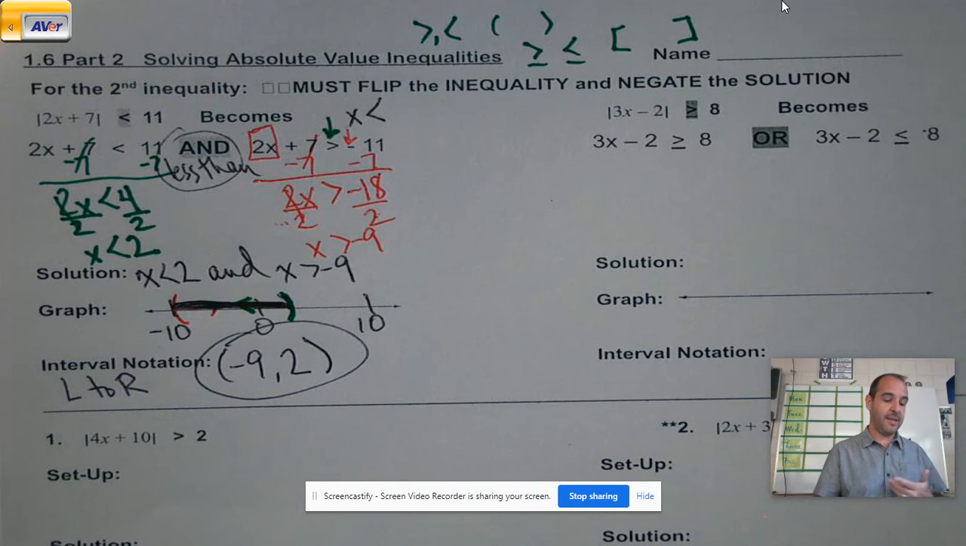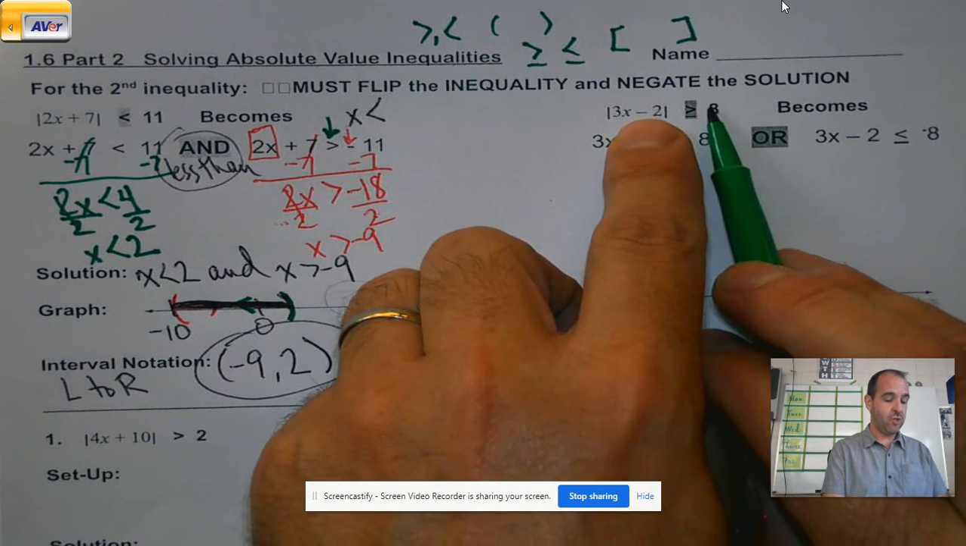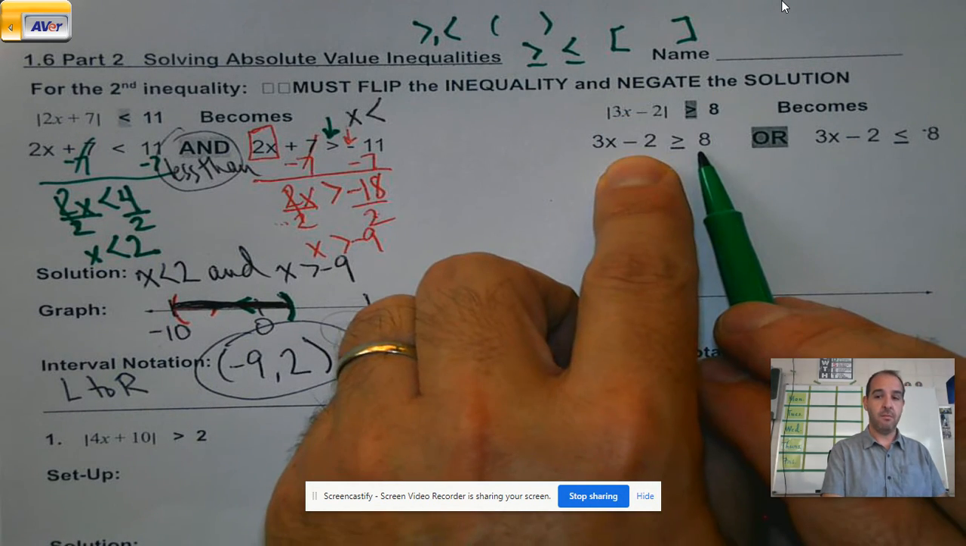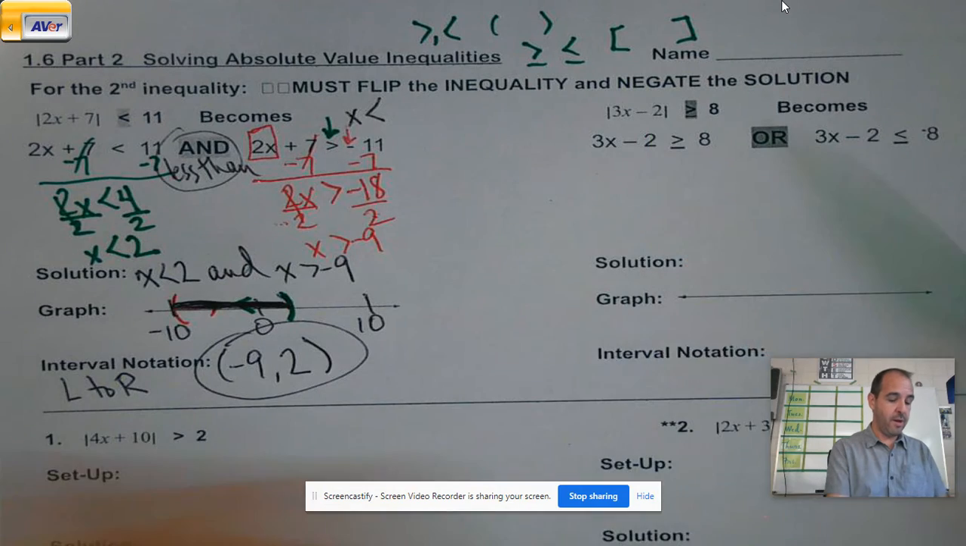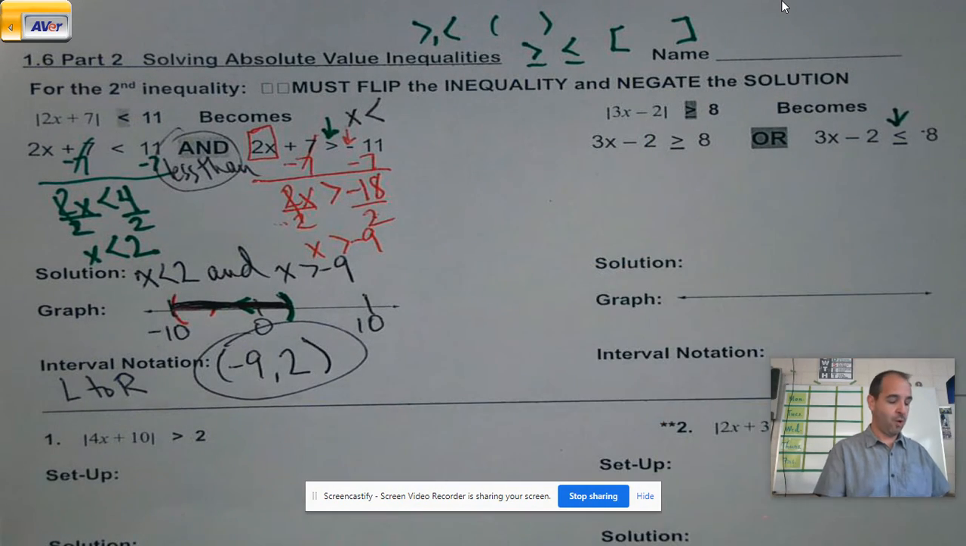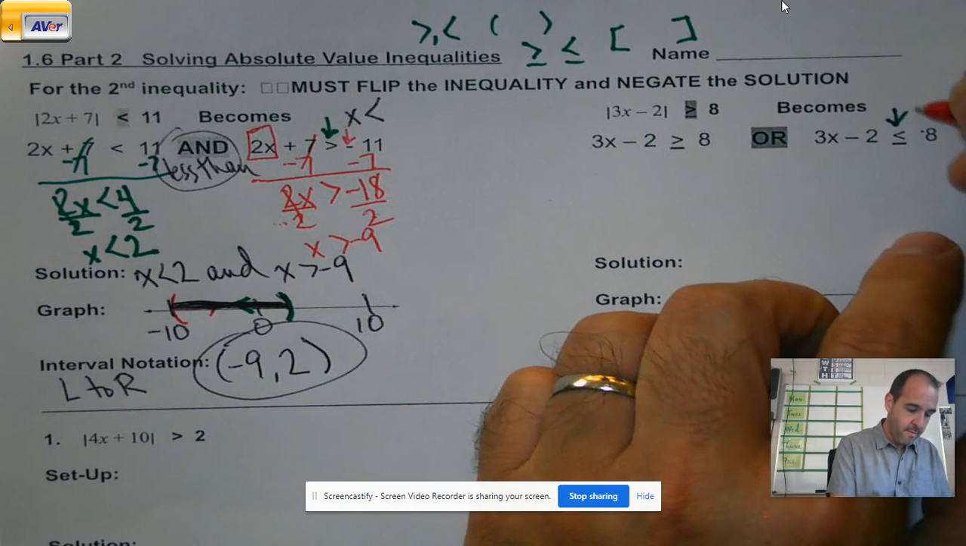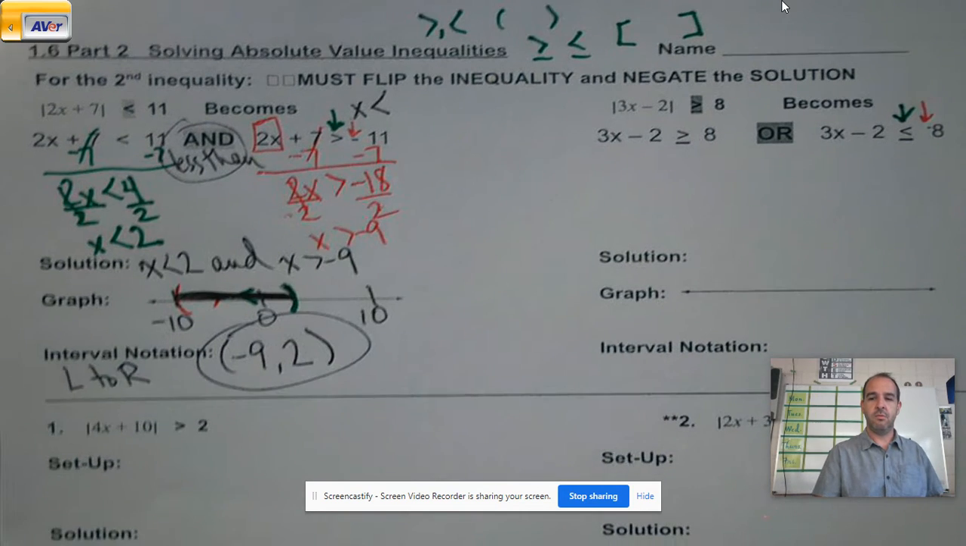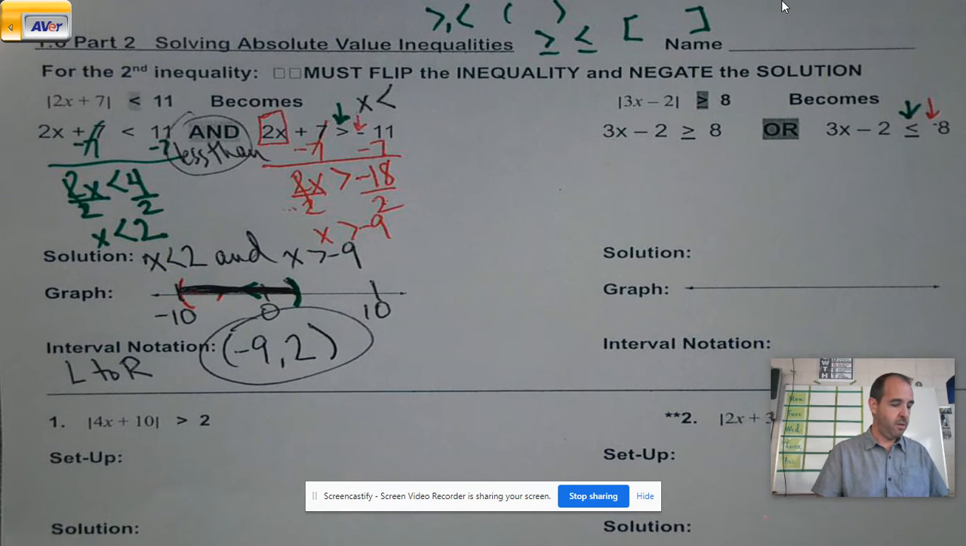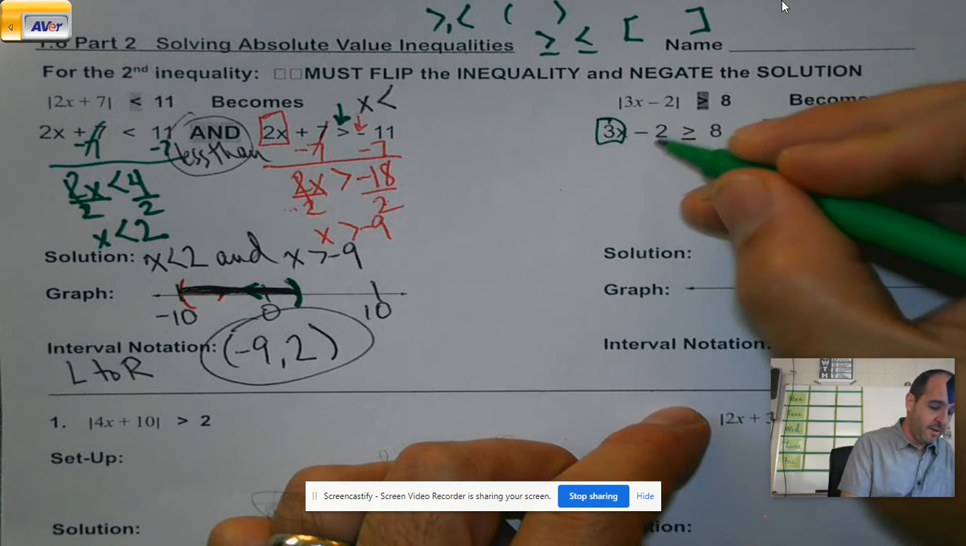Or, there's a lot of things that are the same. My setup is the same. First one, just copy. Second one, flip your inequality arrow, flip the sign on your solution, solve them, just like we did before, no big thing.